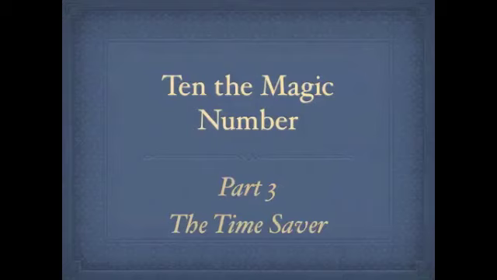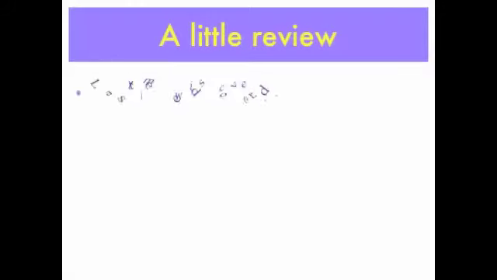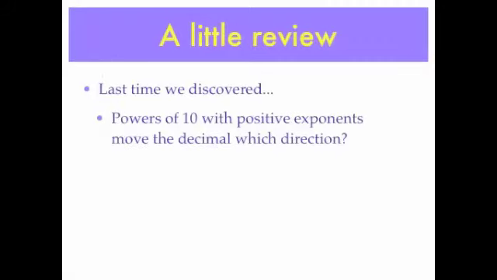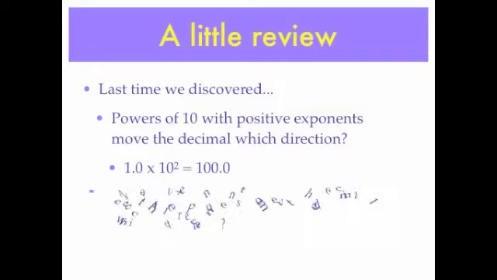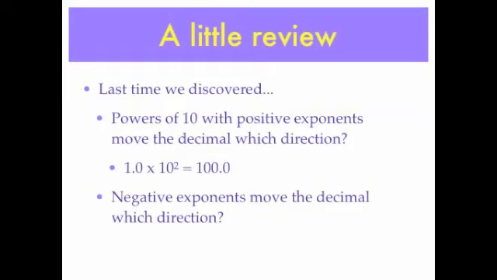Magic Number, Part 3, The Time Saver. A little review. Last time we discovered, powers of 10 with positive exponents move the decimal in which direction? 1.0 times 10 to the second equals 100. Which direction did the decimal point move? Negative exponents move the decimal in which direction?